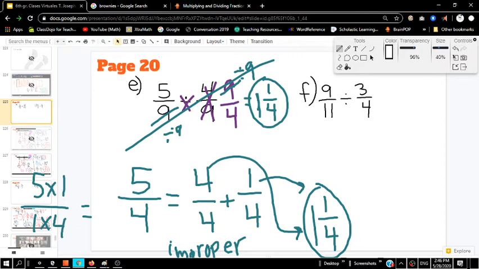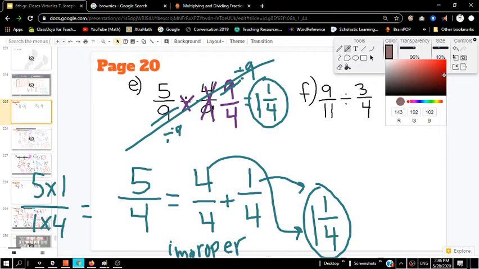I seem to not be able to write on the board for some reason. Oh, that's because I changed my color to white. Very smart. Okay, there we go.